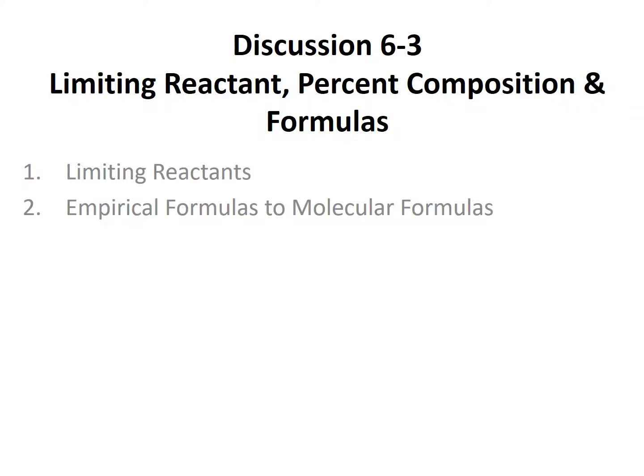Okay, everybody, we're here for discussion 6.3, the final topic in Unit 6. We're going to talk about limiting reactants, percent composition, and figuring out what the molecular formula for a compound is given its empirical formula.